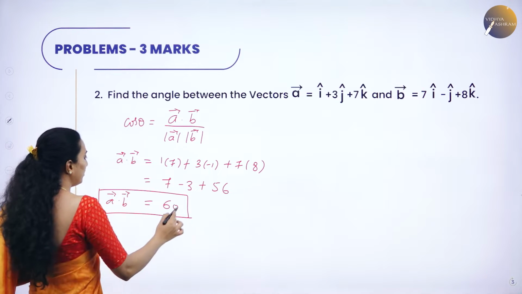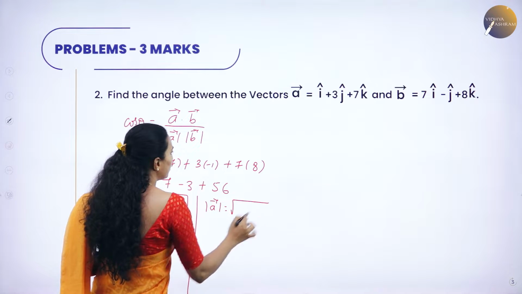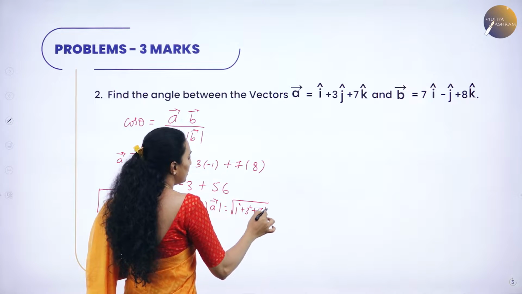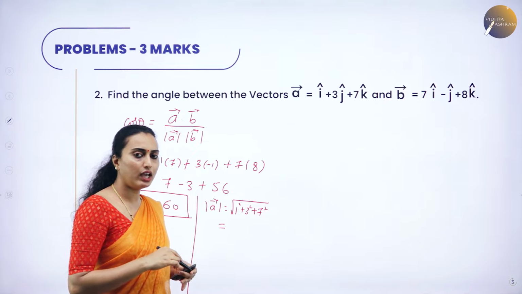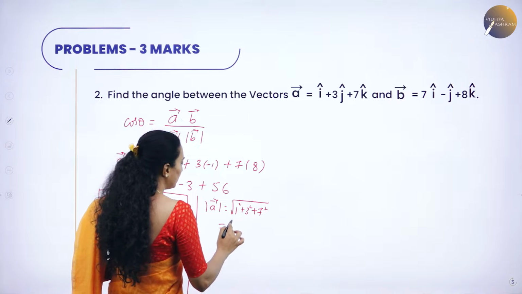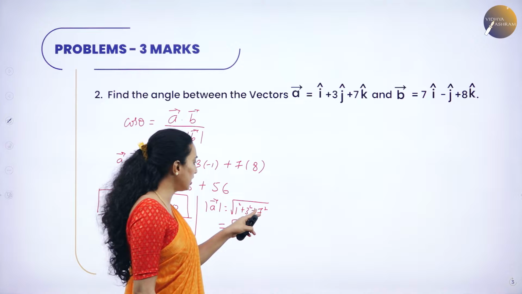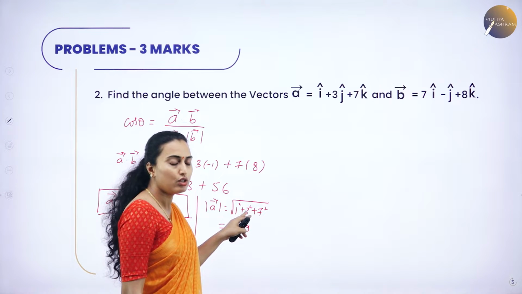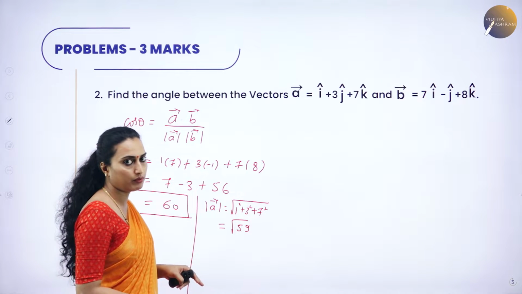And then let us find out the magnitude of A vector. Magnitude of A vector is under the root of 1 squared plus 3 squared plus 7 squared. 7 squared is 49, 3 squared is 9, 49 plus 9 is 58, 58 plus 1 is 59. So it is under the root 59. Correct?